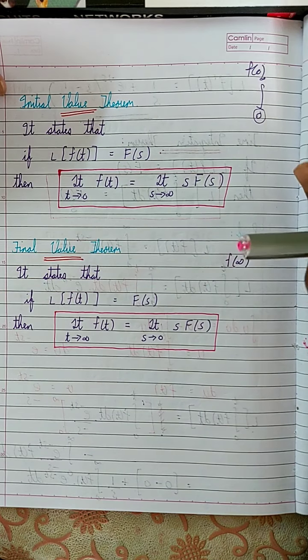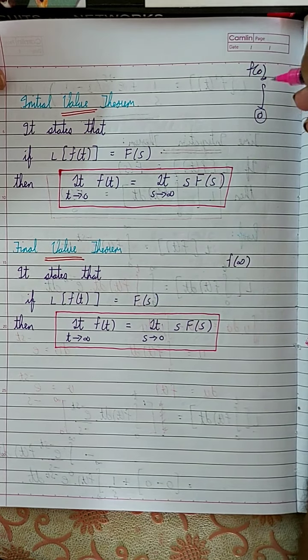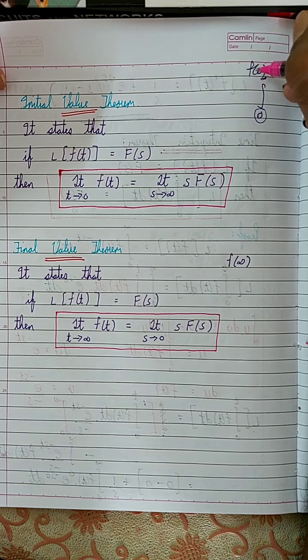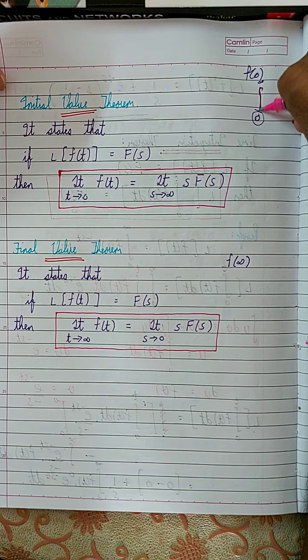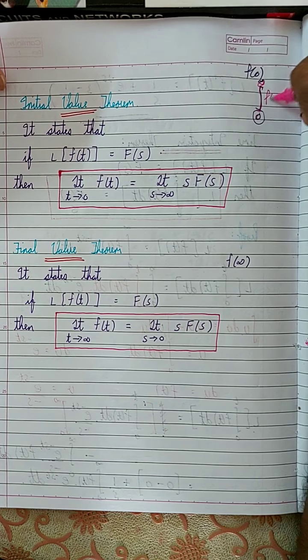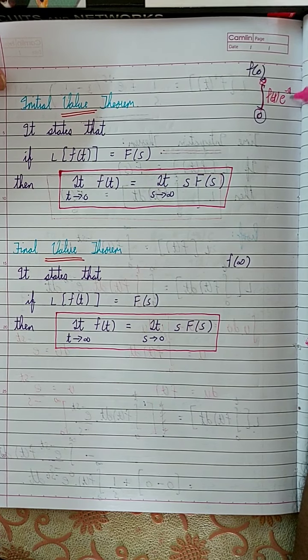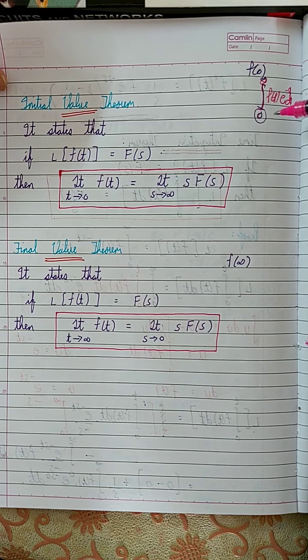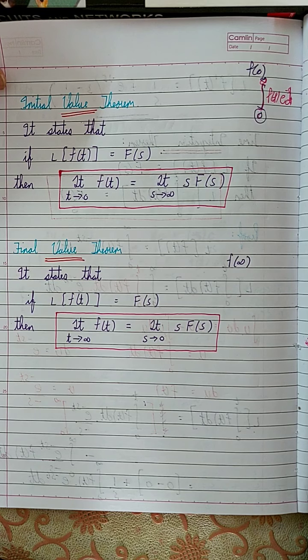Initial value means the starting value. Here we all know that f of 0 is called the initial value. That's the first value, because here you are using the unilateral Laplace transform, which means the integral is from 0 to infinity. The integral from 0 to infinity of f of t e raised to minus st dt is the equation for the unilateral Laplace transform. So the time starts from 0, which means f of 0 is the initial value. That is why it's called the initial value.